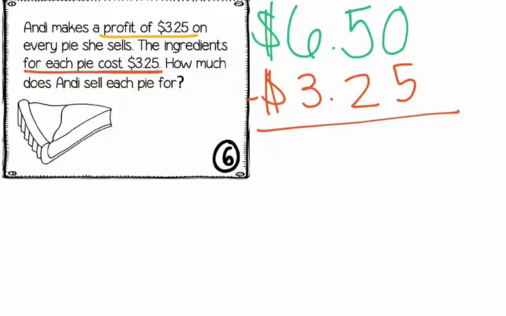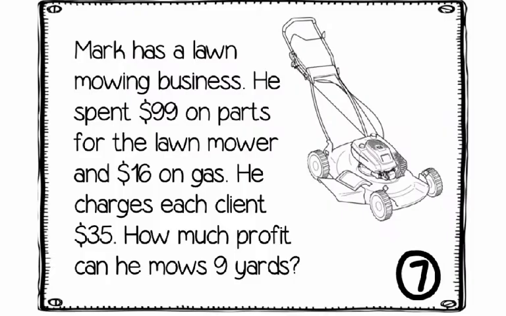So I did $6.50 for her income. Her expenses were $3.25. And that leaves me with a profit of $3.25, just like the problem said.